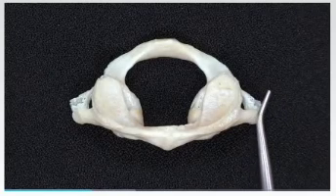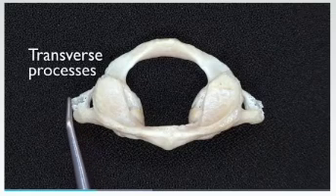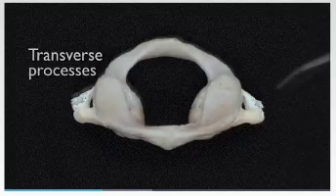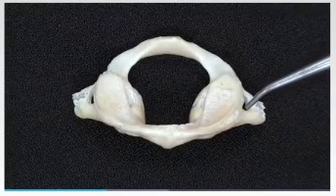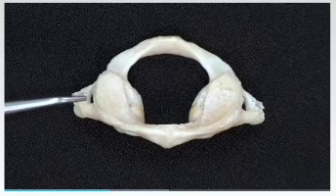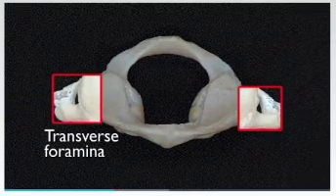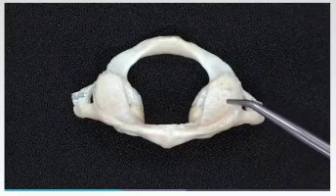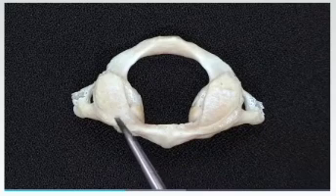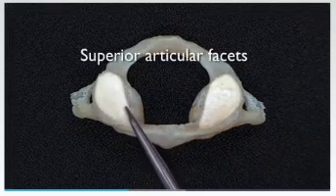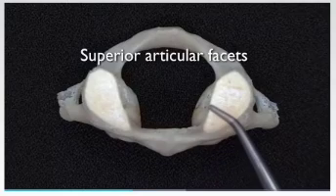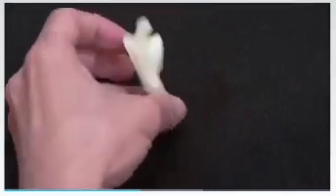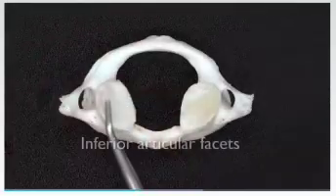Projecting out in a transverse plane are the transverse processes. The openings in the transverse processes are the transverse foramina. The superior surface of the bone has superior articular facets. The superior articular facets move toward each other on the anterior arch and are oval-shaped, compared to the inferior articular facets, which are more round and flat.